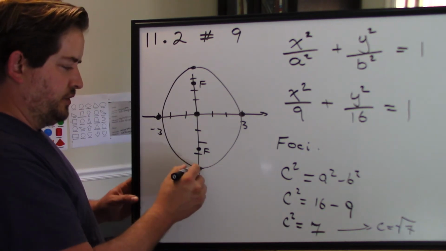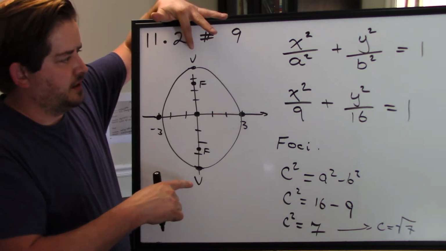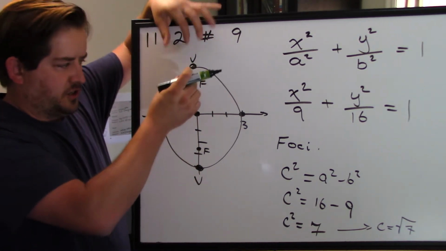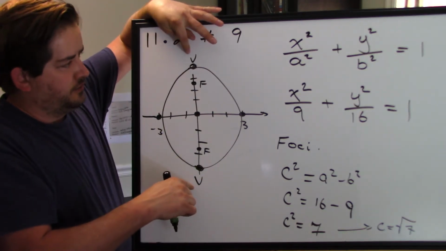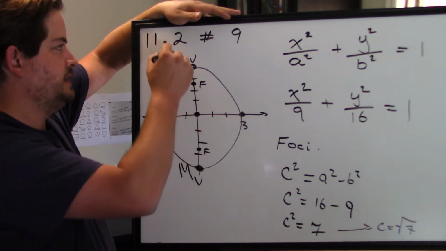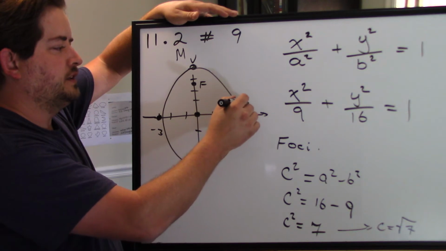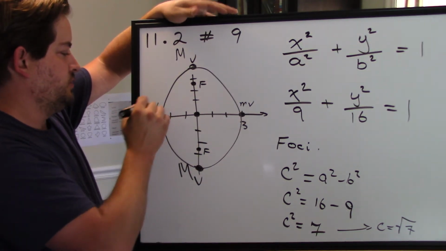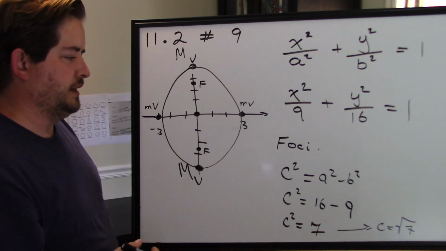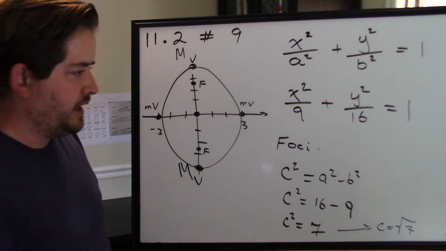The vertices, typically we just call the points along the major axis, the very tip, top and bottom. The major axis is the longer of the two. Sometimes you'll call these major vertices, major vertex 1, major vertex 2. And then the other ones are often called minor vertices. Although I don't think George talked about that, and it's not particularly important, but you might see that. So, having said that, let's take a look at number 9.